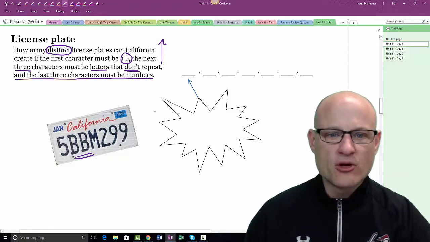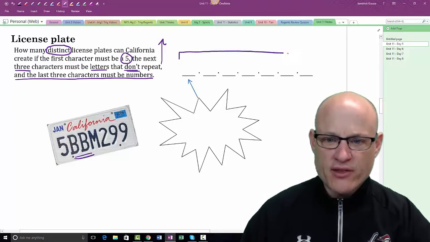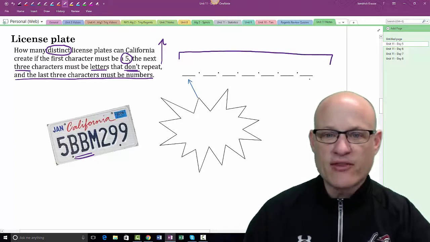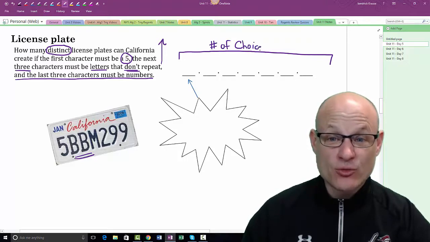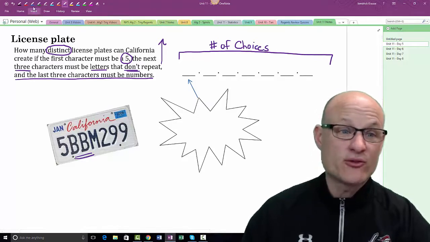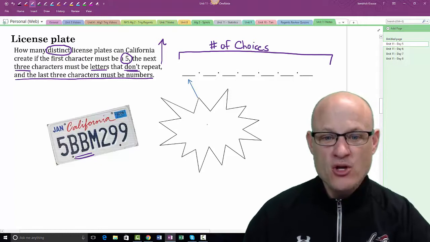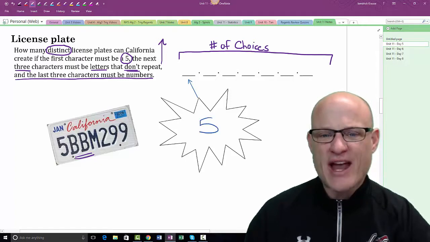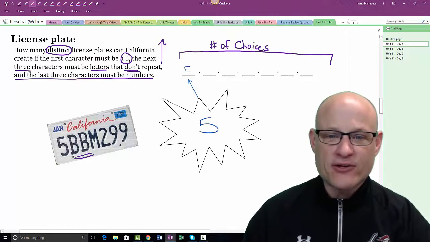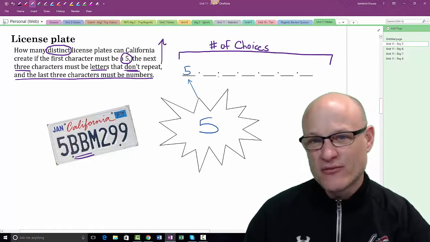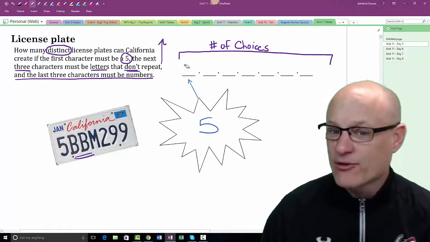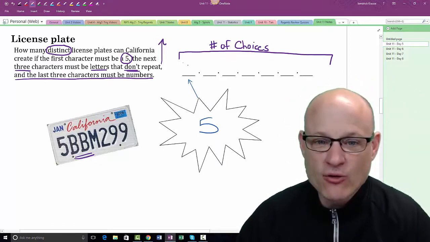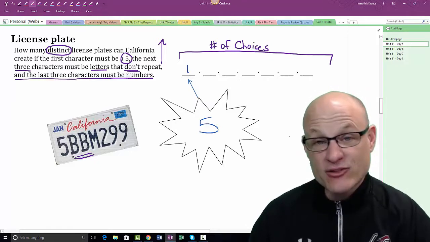So, let's go through it. These represent the 7 characters in this license plate. They also represent your number of choices. Not the actual choice, it's the number of choices. And there's a huge distinction between that. For example, I was told this first number had to be a 5. If I put a 5 here, that's telling me I have 5 choices for that first spot. I don't have 5 choices for that first spot. I can put a 5 there, but I only have 1 choice for that spot. It has to be a 5.